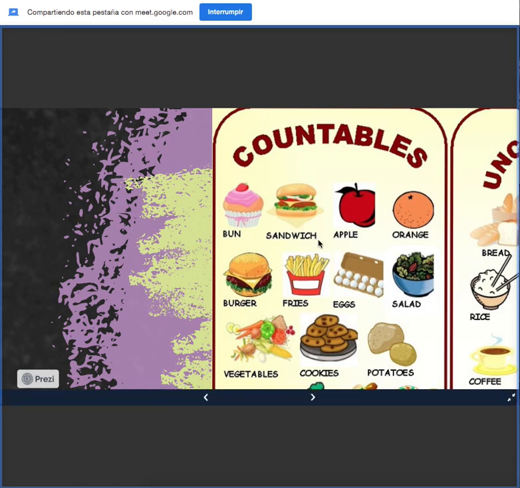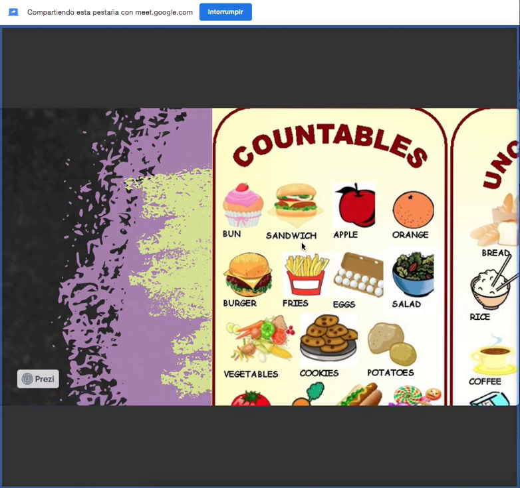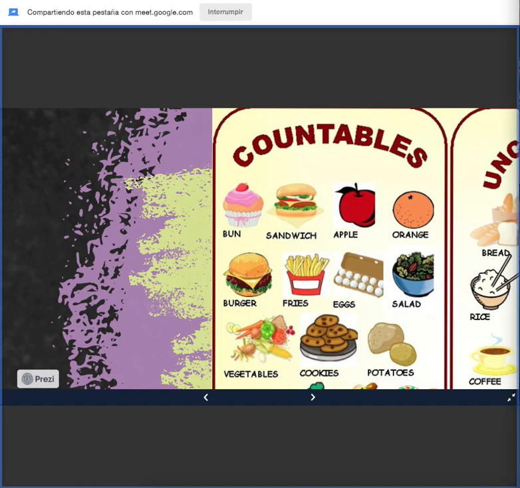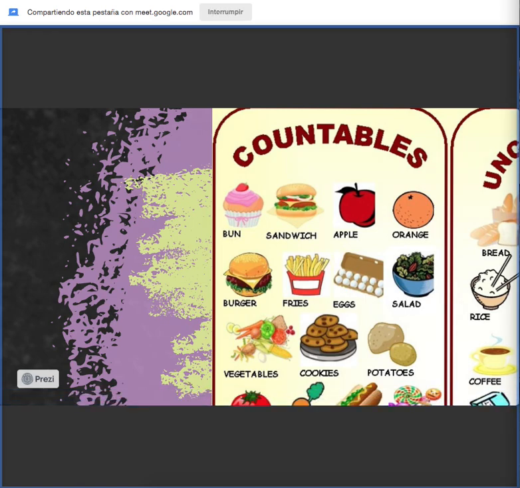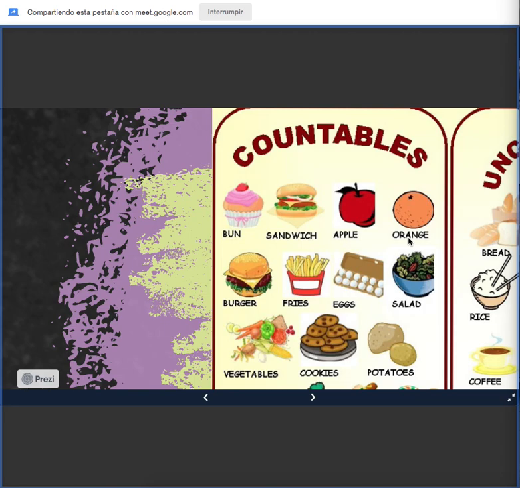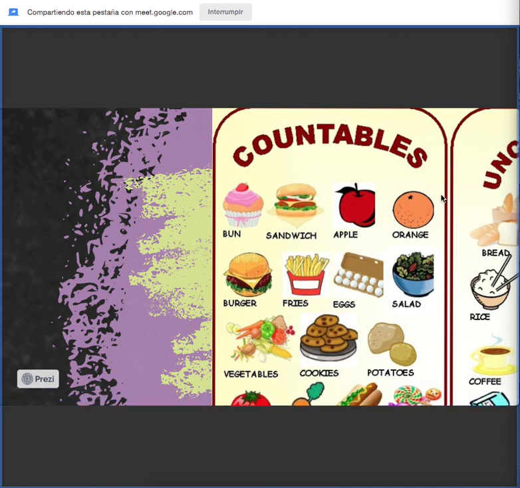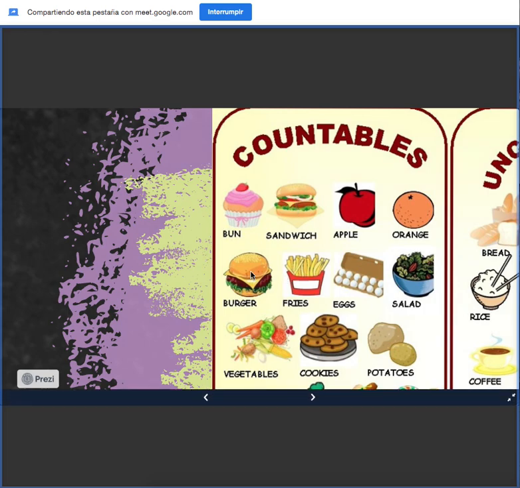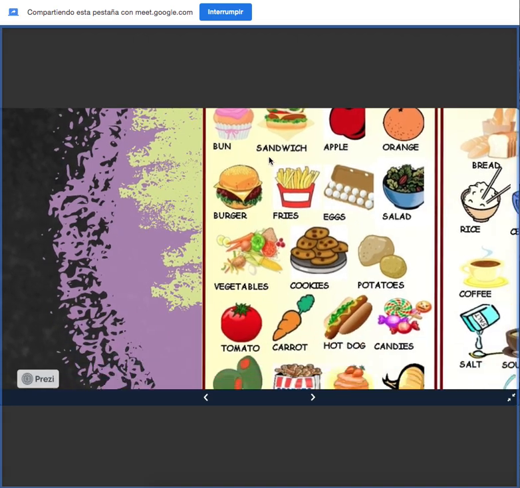If the word finishes, for example, in CH, SH, and so on, you have to put ES. Si les termina en CH, SH, así, la forma plural les va a terminar like this, with ES. So, sandwich, sandwiches. Apple, apples. Orange, oranges, as you can see. Fruits are countable. Like, not the concept, but burger, burgers, fries, eggs, salads.